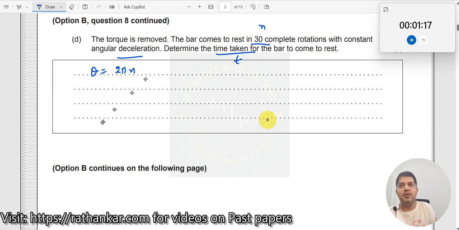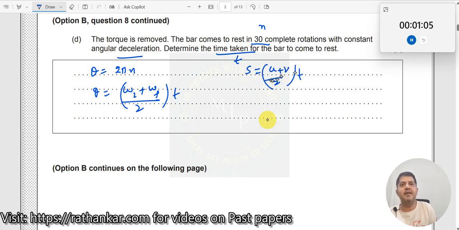Now, to do this, let us use the formula theta equal to omega i plus omega f divided by 2 multiplied by t. Which formula is this? s equal to u plus v divided by 2 into t. When can we use this? Average velocity. We can use it when the particle is undergoing uniform acceleration. So here it is uniform angular deceleration.